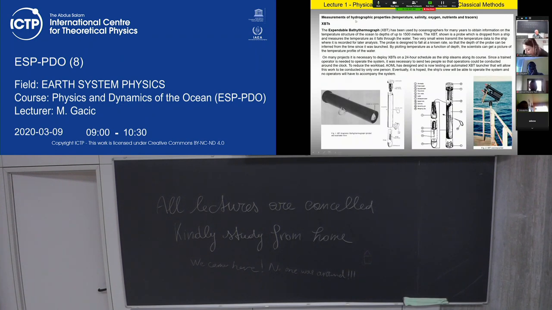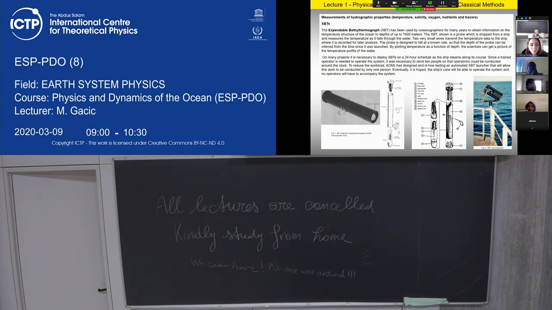Then there are measurements of hydrographic properties, temperature, salinity, oxygen, nutrients, with XBTs. XBTs are not a very ecological instrument, I will now explain to you. It's not very ecological in the sense that it's an expendable bathythermograph. It was used by oceanographers for many years to obtain information on the temperature structure in the ocean to a depth of about 1500 meters.